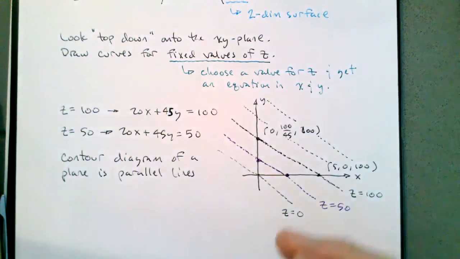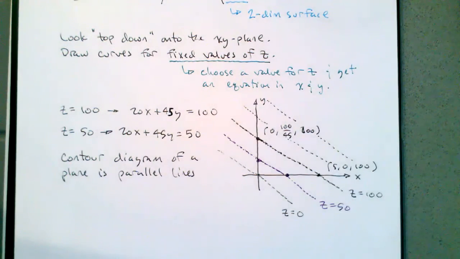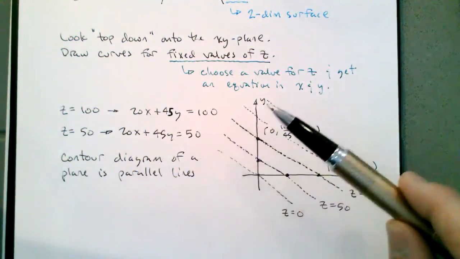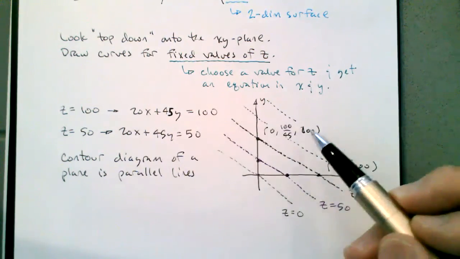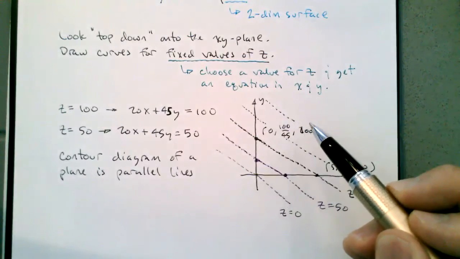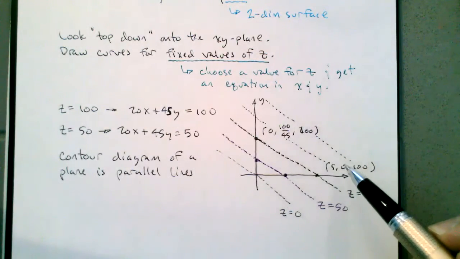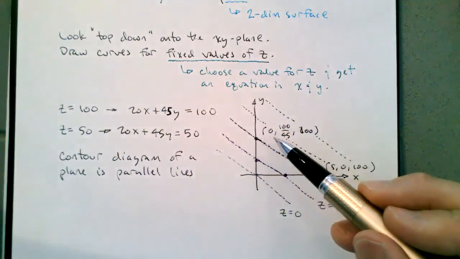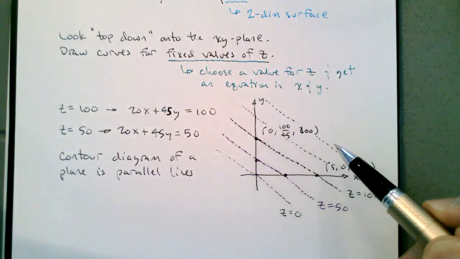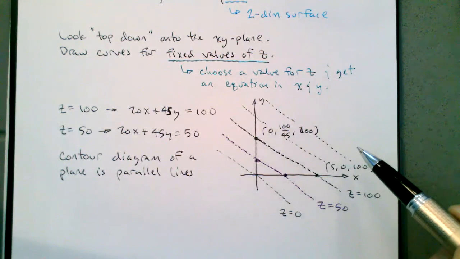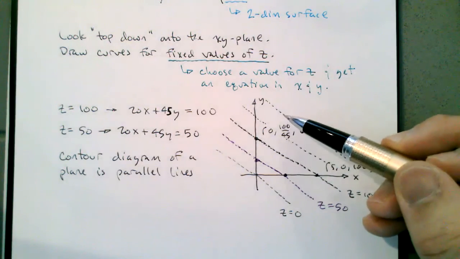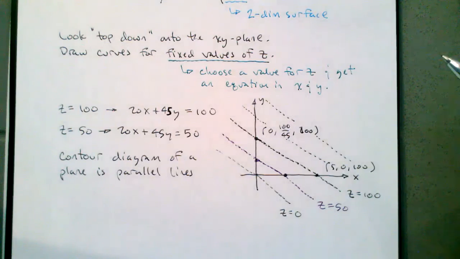Even though we're looking at all these parallel lines, each of these lines has a different z value. So we can see z equals 0 on this line, then 50, and then 100. If we go in this direction, we can see that we are going uphill. The values of z are increasing. If we pick a fixed value of y and walk in the x direction, we can see z increasing by 20 every time x increases by 1. If we pick a fixed value of x and walk in the y direction, we can see z increasing by 45 whenever y increases by 1.